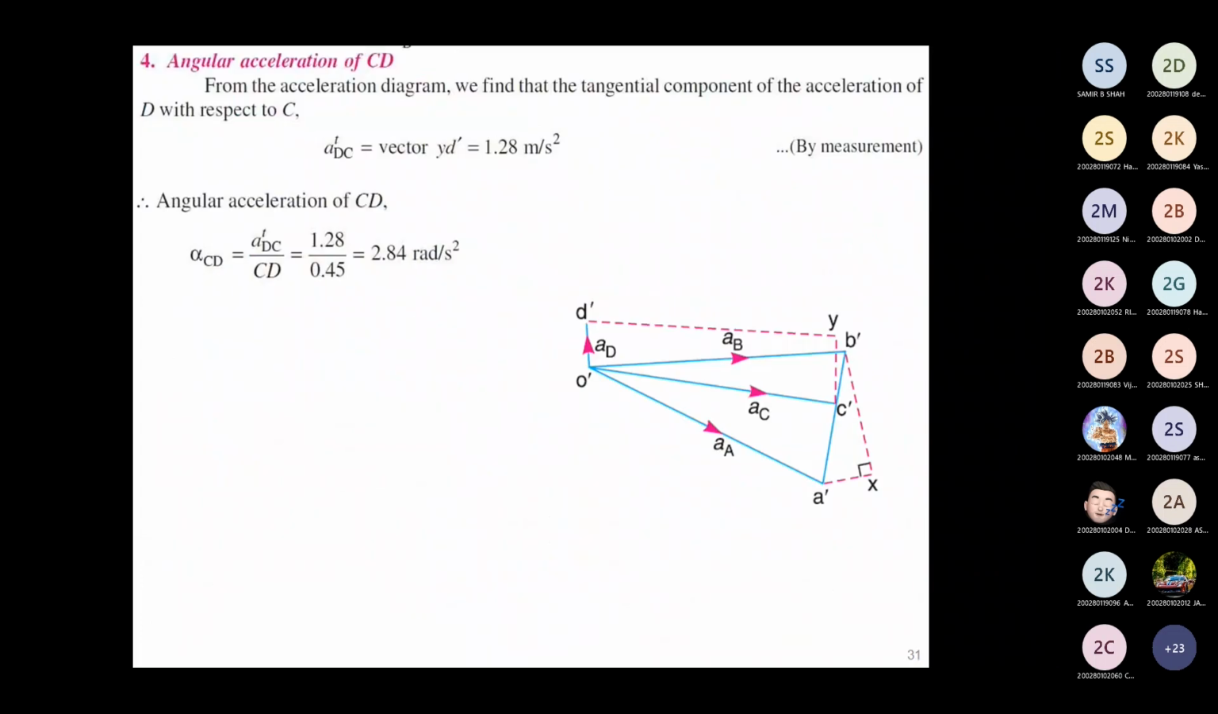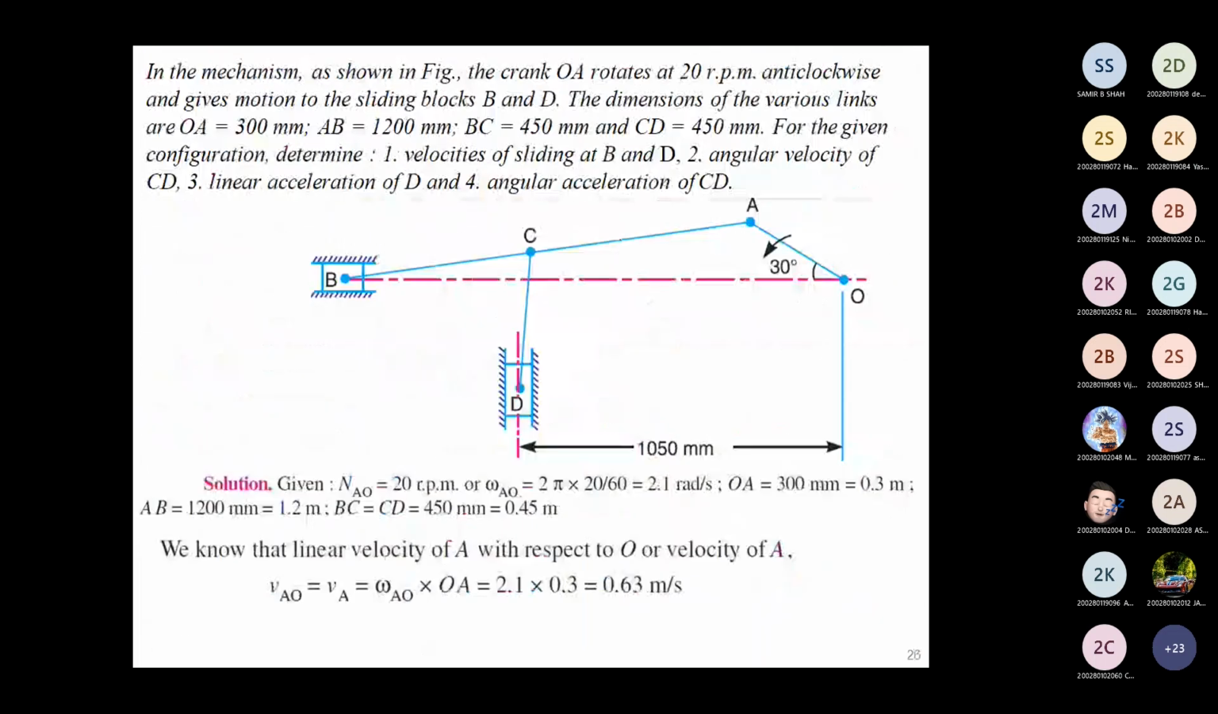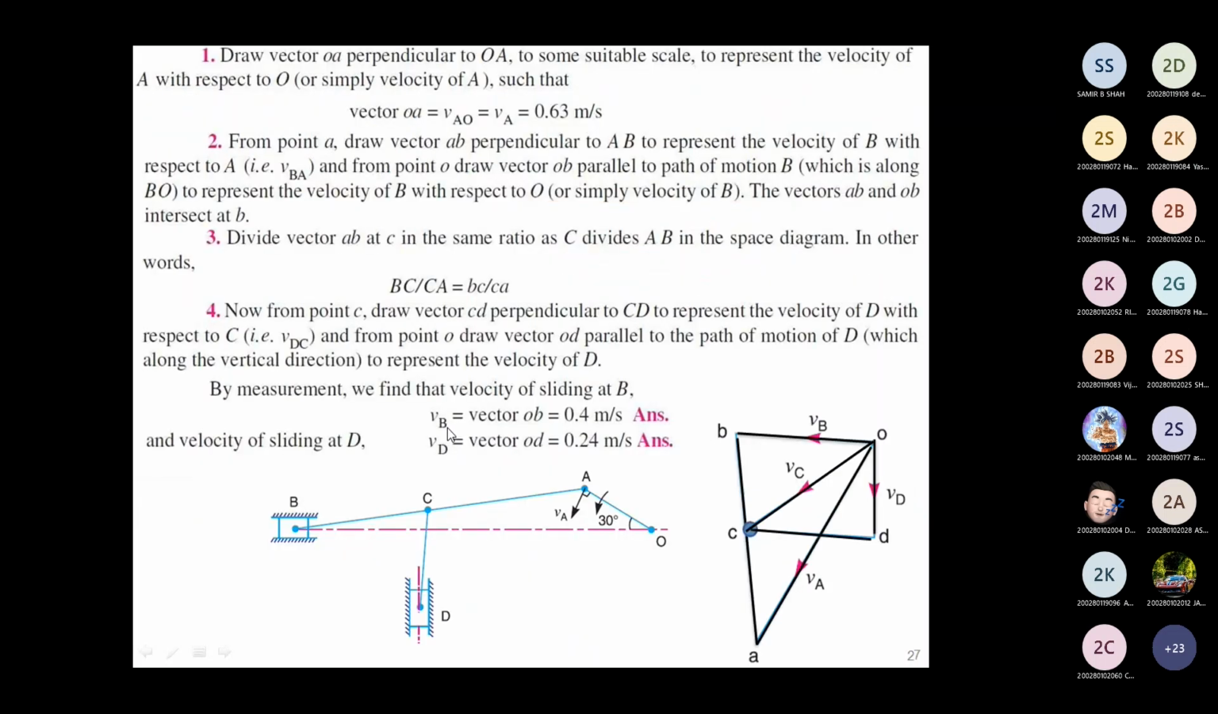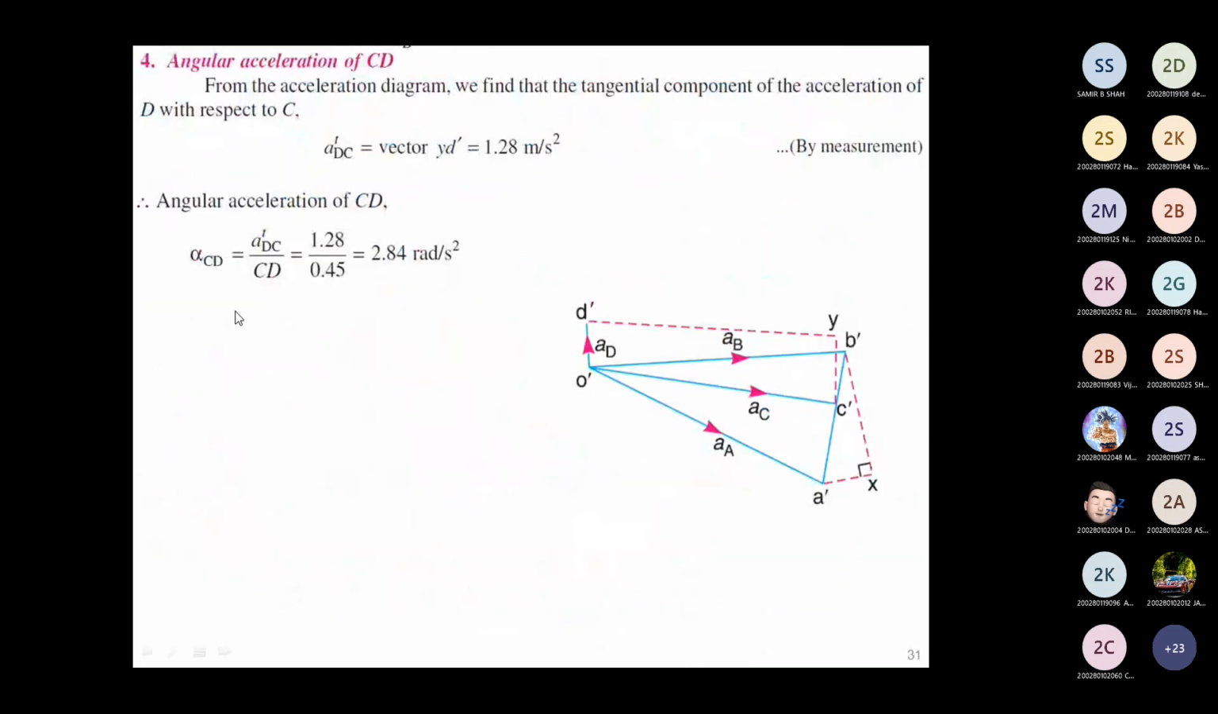Now, whatever we have to find, as I read earlier, is the linear acceleration of D with respect to O, that is OD, and the angular acceleration of CD. So we have to find alpha of CD. We have the equation that the tangential part of CD is equal to alpha CD into CD. So alpha CD is equal to the tangential part of CD divided by CD. You get the answer.